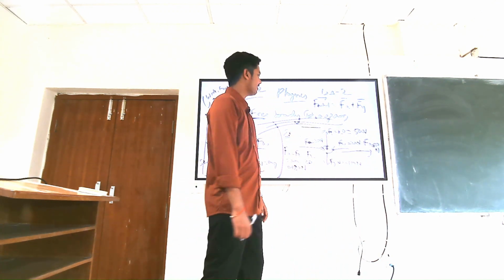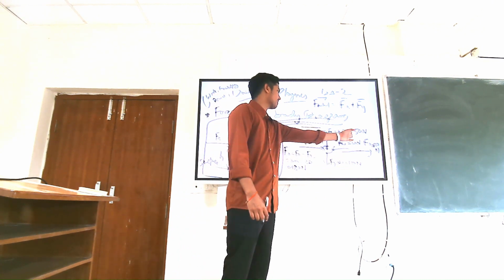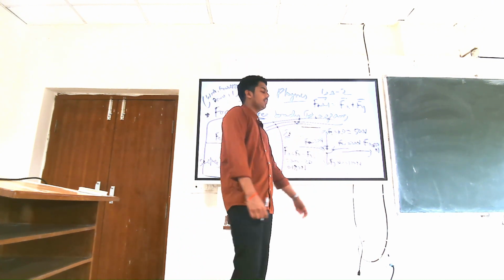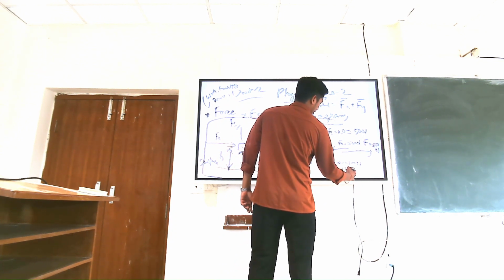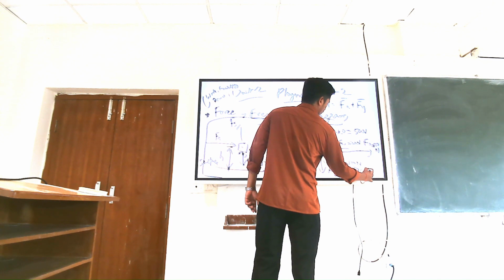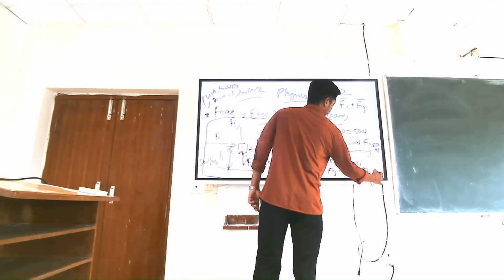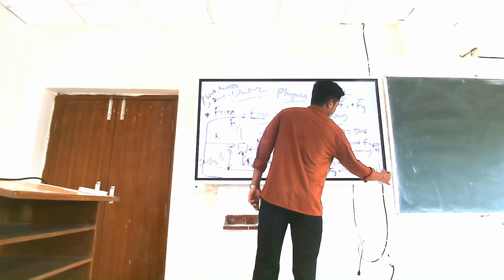Now let's see Fy. You can clearly see that 100 minus 50 is 50, and it will be coming downwards. So Fy equals 100 minus 50, which is 50 Newton in the downward direction.